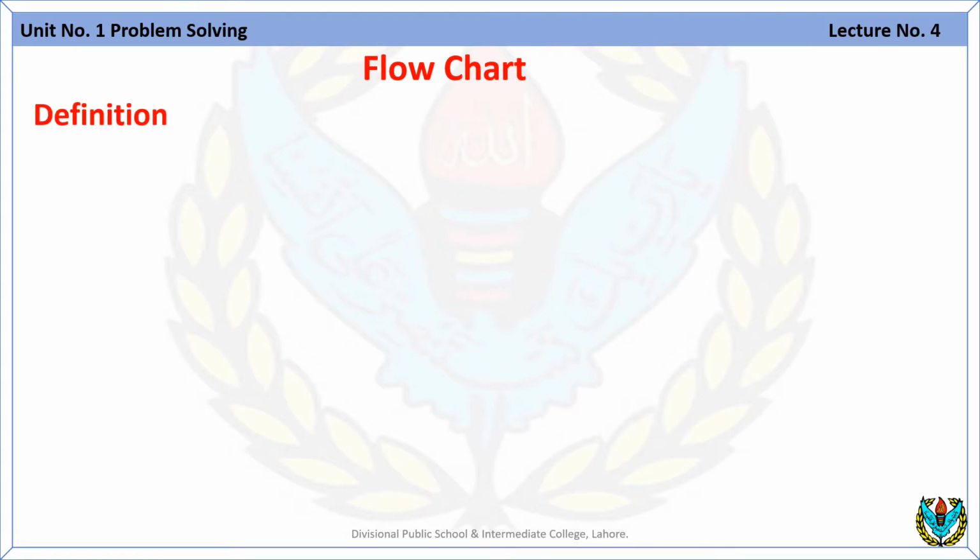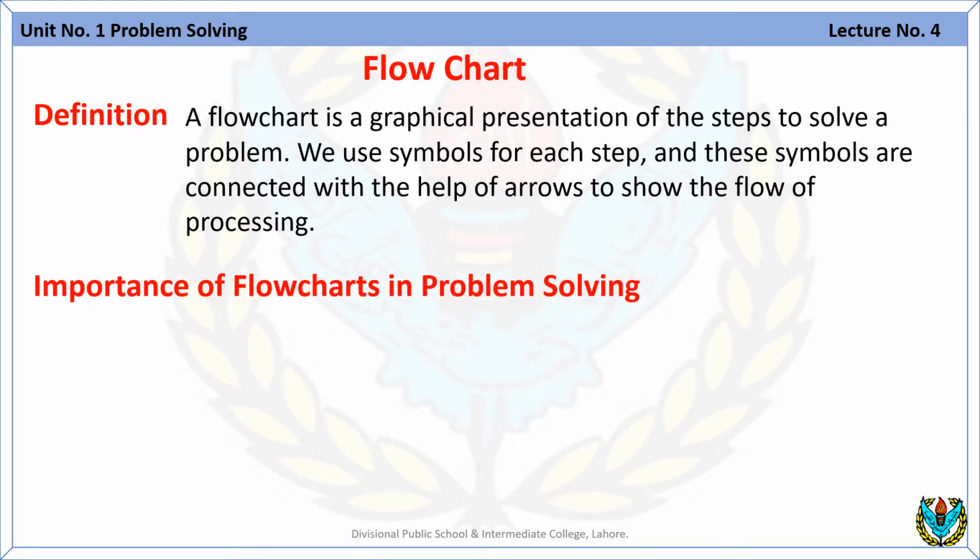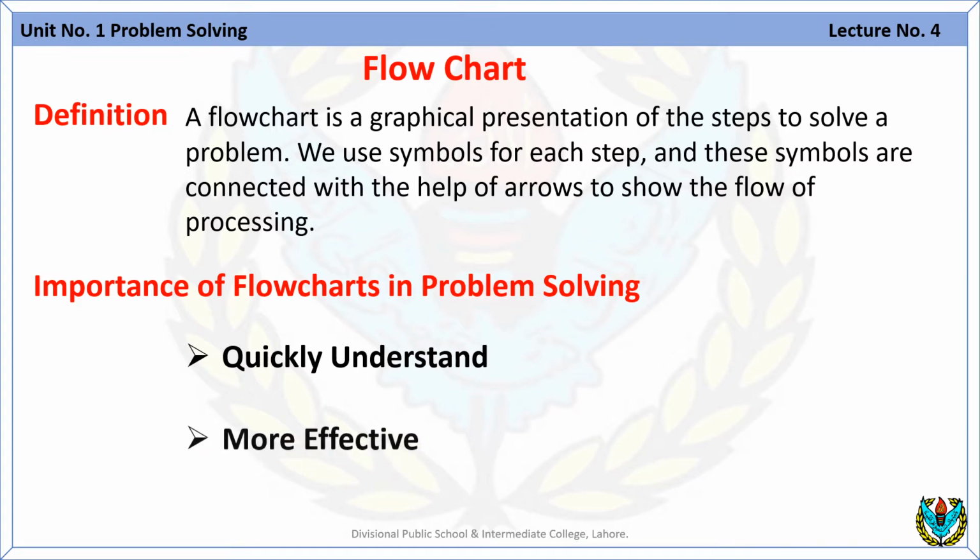A flowchart is a graphical representation of the steps to solve a problem. We use symbols for each step, and these symbols are connected with the help of arrows to show the flow of processing. In problem solving, a flowchart can be used to plan a solution. If a flowchart is already there, we can quickly understand the way a problem is solved. It is more effective to visualize a solution graphically than in text. A graphical representation also makes it effective to verify whether a solution is correct or not.